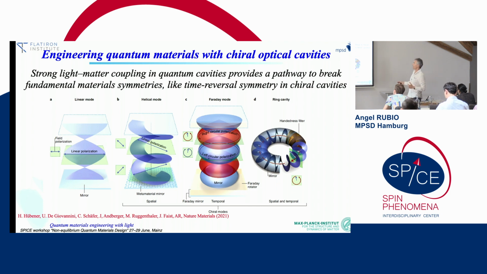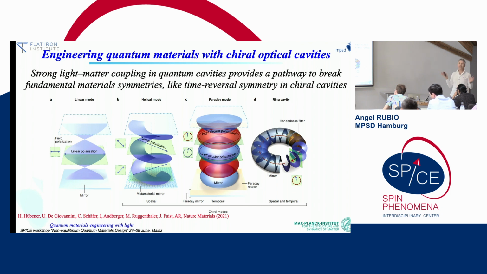Don't forget that those helical modes do not break time reversal symmetry because they are symmetric, but those are easy to generate with standard mirrors. Then you can have Faraday modes, in which you can separate left-handed and right-handed modes in different regions of space, and this enables having regions in which you break time reversal symmetry if your material is thinner than the wavelength of the mode that you are studying, and toroidal modes.